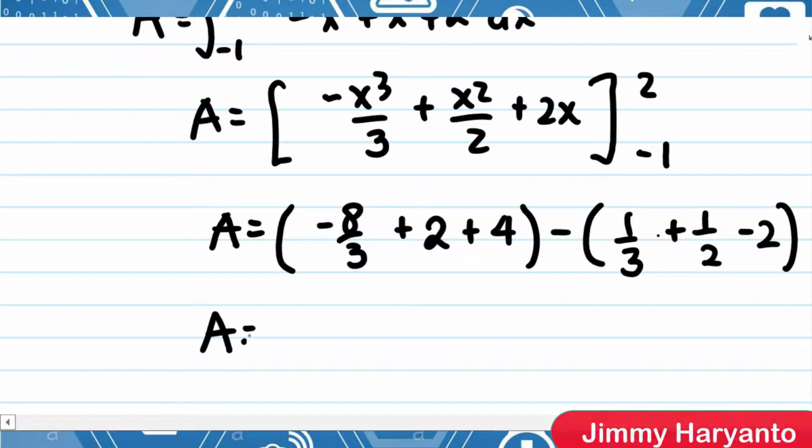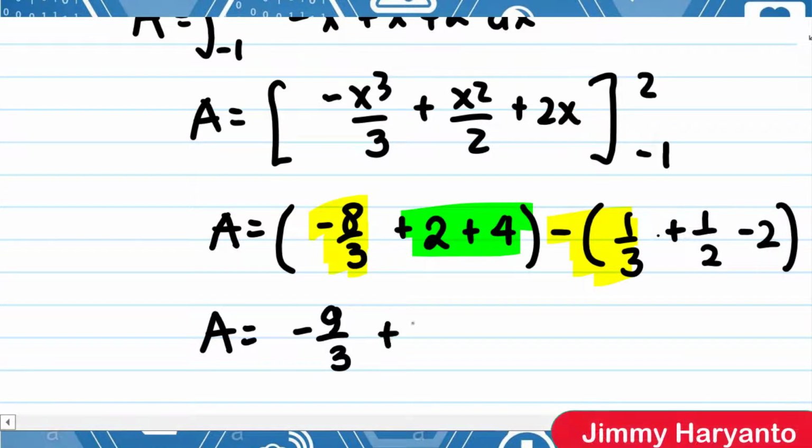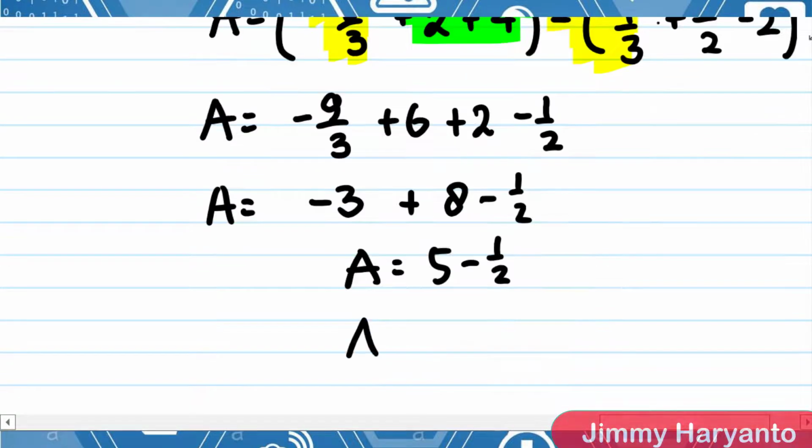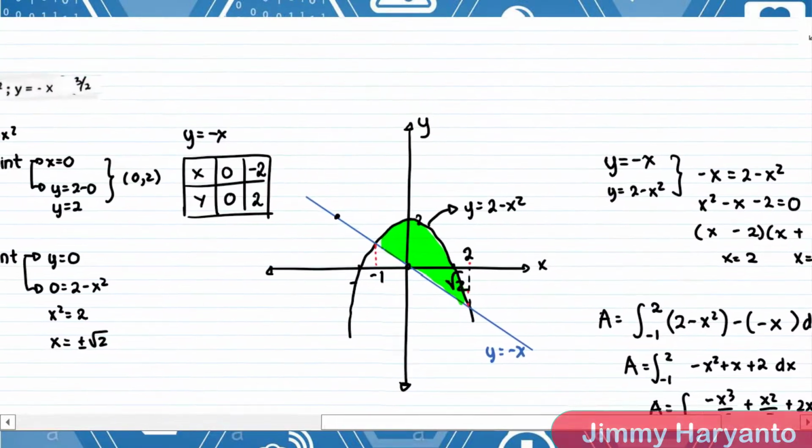Okay, let's calculate the over 3 first. The over 3 will be negative 9 over 3, and then for this one is 6, plus 6, and then this one is negative 2, minus, so plus 2, and then negative half. Okay, so you will have negative 3 plus 8 minus half. The area will be 5 minus half. That means 4.5. 4.5 means 9 over 2.